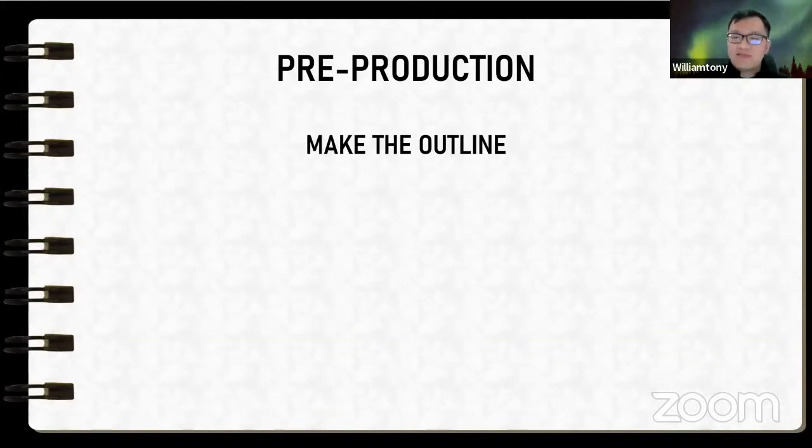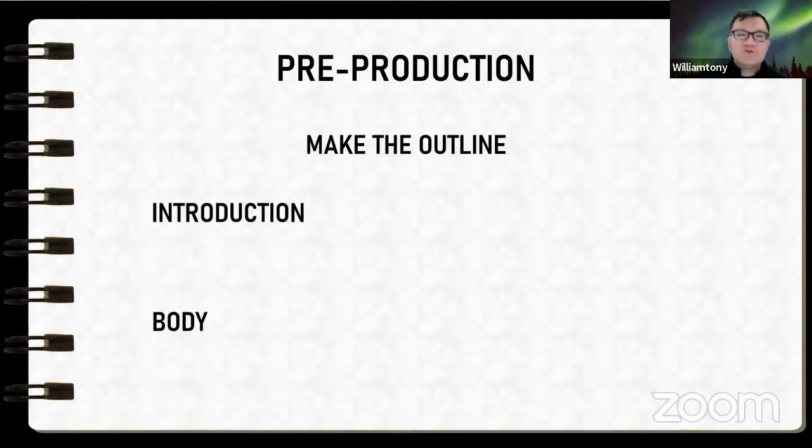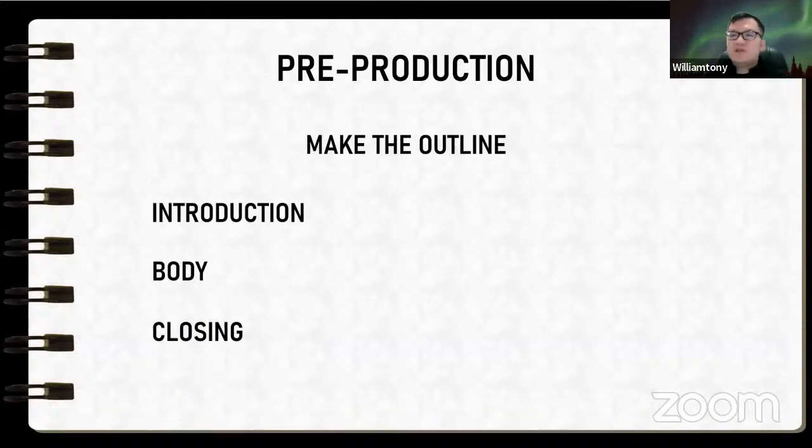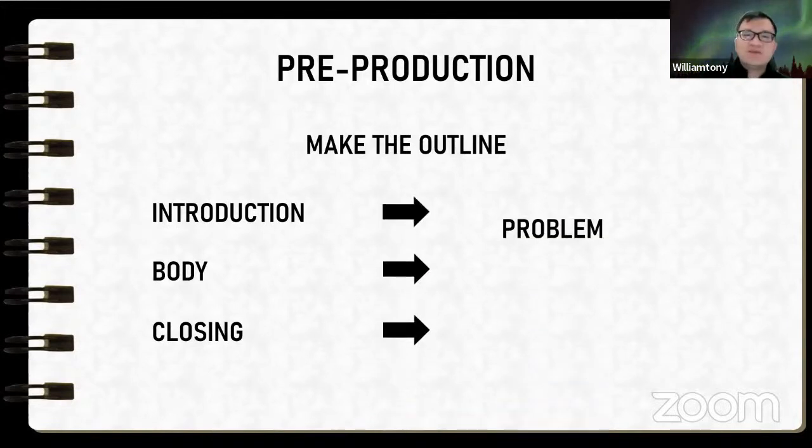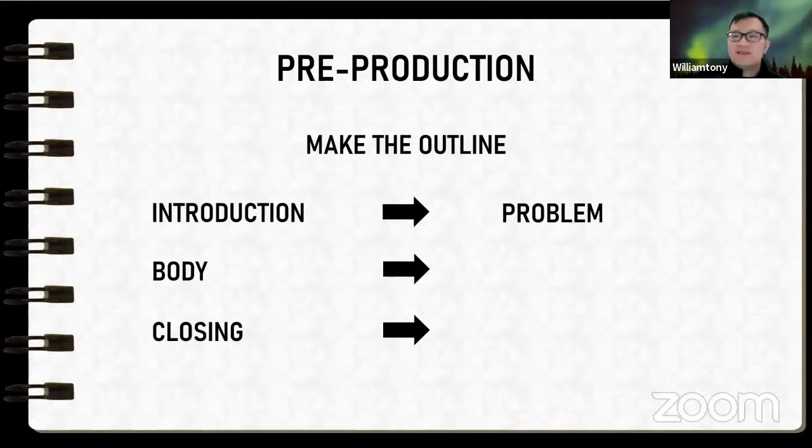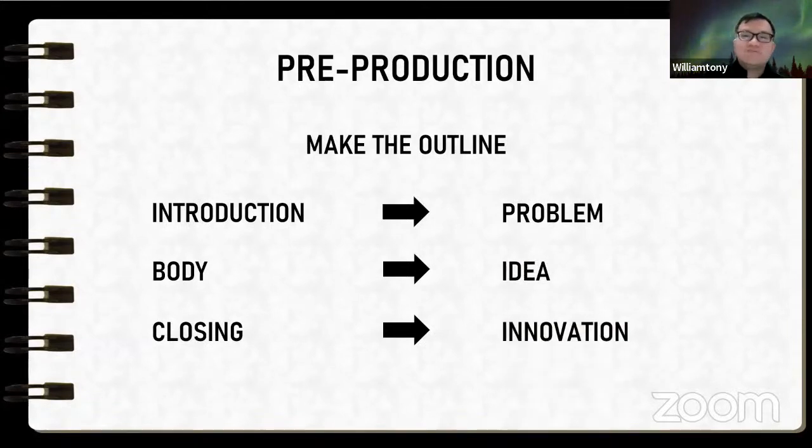First, we make the outline. As usual, the outline is introduction, body, closing. When you do a speech or tell a story, remember the timeline of the story: there's always an introduction, a body and a closing. If you want to translate that to the video, we can make it like this. The introduction will be a problem, like in the ICA, right? When you make a video, your introduction is about the problem that you want to raise. The body is your idea, and the closing is your innovation.